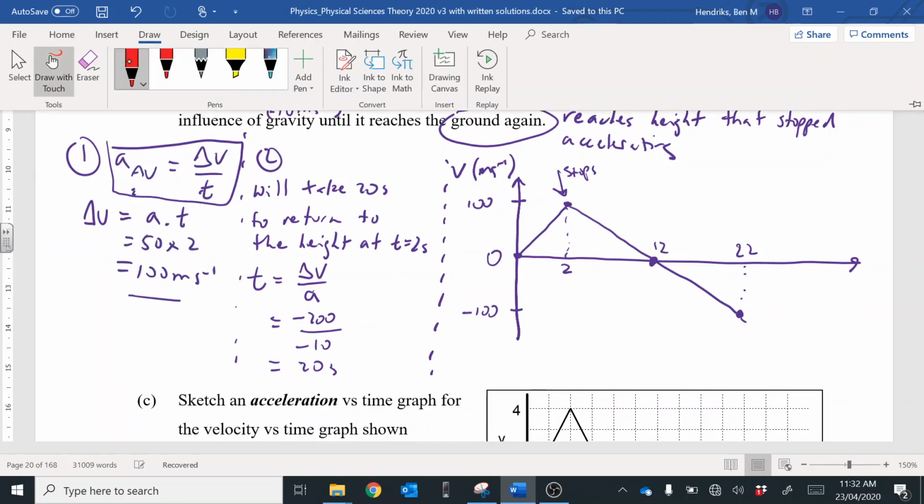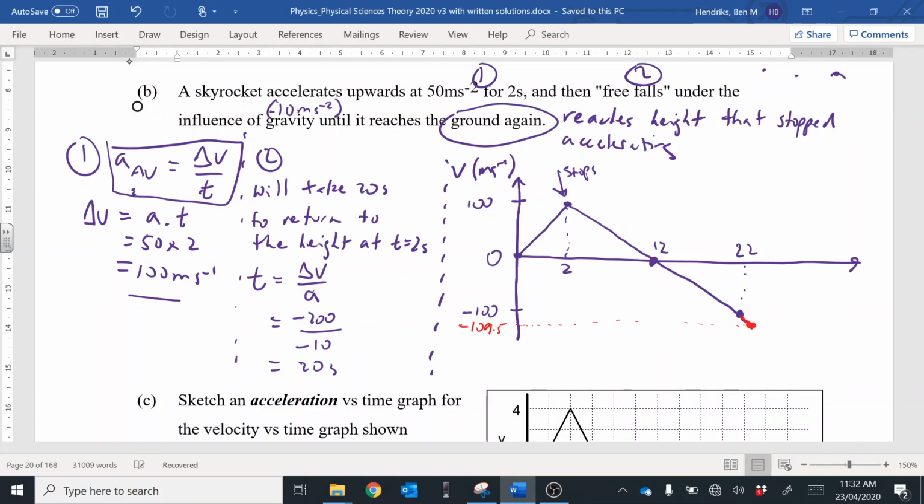So it actually just extends a little bit further. This is not to scale. It actually gets to negative 109.5 meters per second, and it takes almost another second. It takes 22.95 seconds, so almost another second to reach the ground, and has a final velocity of negative 109.5 meters per second. So if you want to try and work that out, then feel free, but there's not the space or the time, and it's not really appropriate at this point to be teaching you how to do that one.